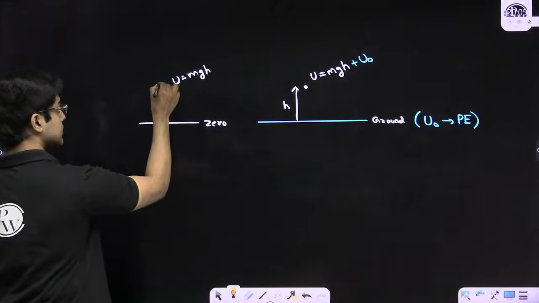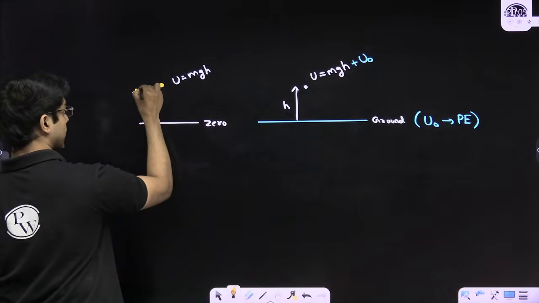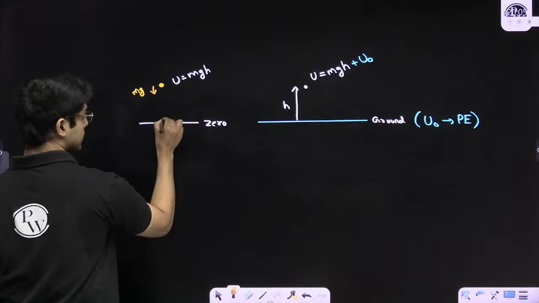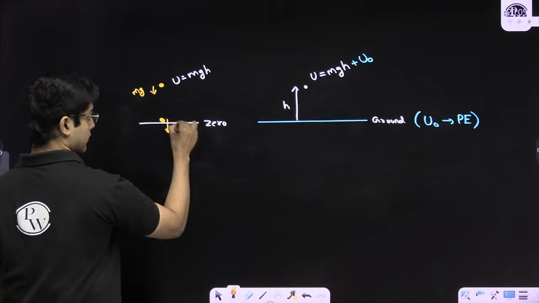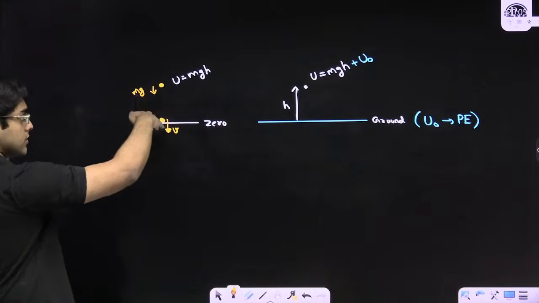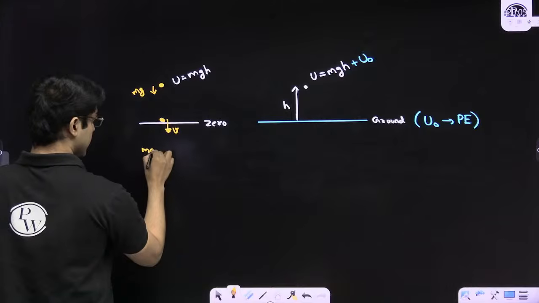Now let's say we release this ball, so it falls under gravity, and let's say we are interested in finding the speed before it hits the ground. So now you can use energy conservation. Here potential energy is mgh, kinetic energy is 0.